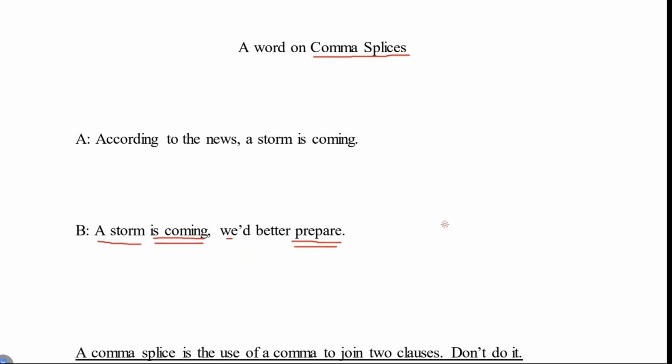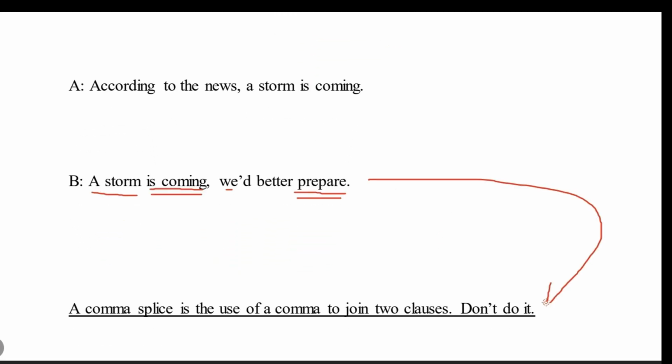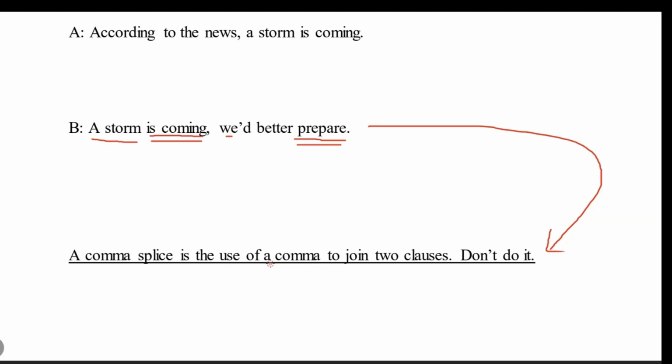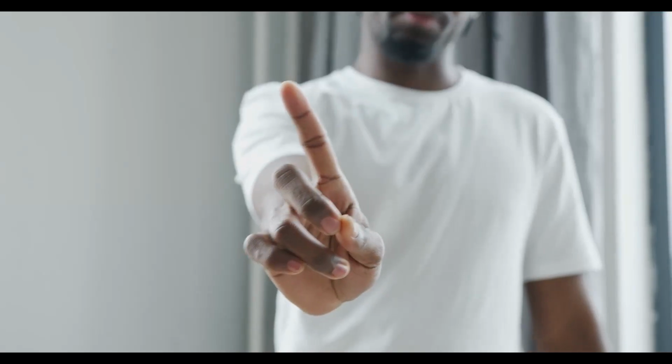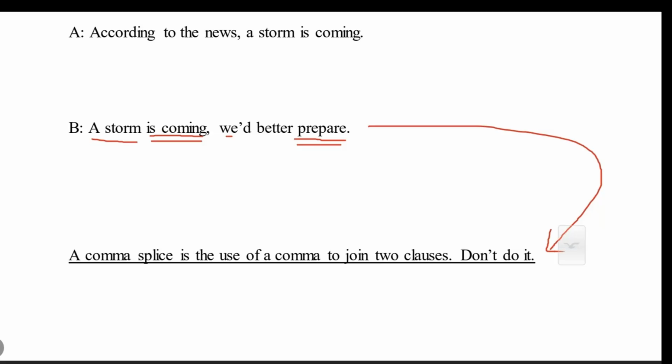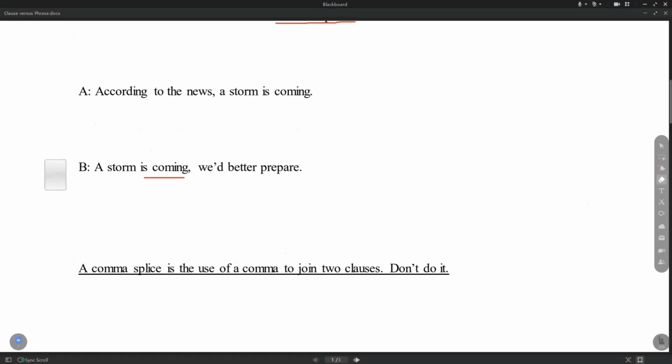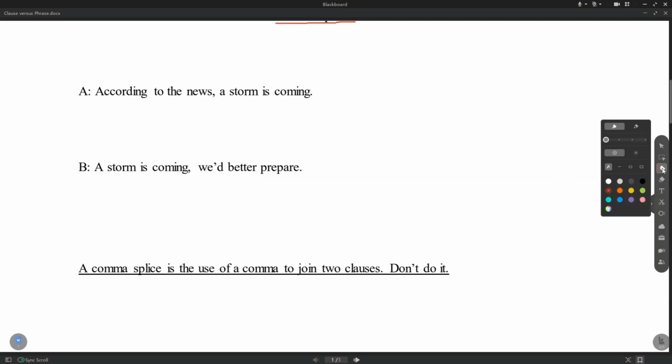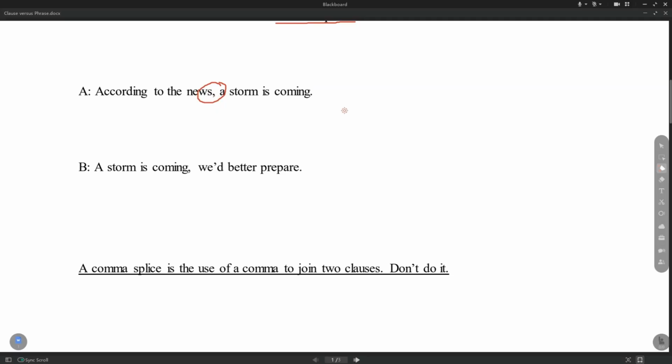Here's the definition of a comma splice, right down here. A comma splice is the use of a comma to join two clauses together. Don't do it. It is incorrect punctuation. B is incorrectly punctuated. You cannot use a comma to join together two clauses. That's a golden rule that always applies. However, you can use a comma to join together a phrase and a clause. That's quite all right. Now, why is it important to understand comma splices?